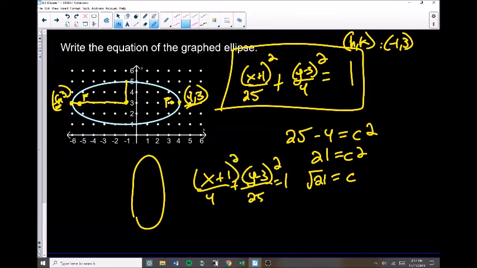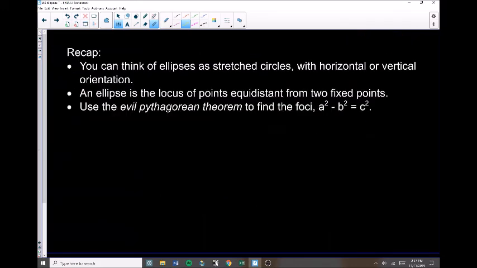So you'll notice I never actually use the formulas anywhere except for evil Pythag. That's the only formula that I use. Everything else I just think of as distances. Left and right 5, up and down 2, -1, +3 from my center. It's just distances, and then from there I draw curves. You can think of ellipses as stretched circles with horizontal or vertical orientation. An ellipse is the locus of points equidistant from two fixed points. If you start at one focus, walk to a point, and then go to another, you'll always travel the same distance. Use the evil Pythagorean theorem to find the foci at C, a squared minus b squared equals c squared.